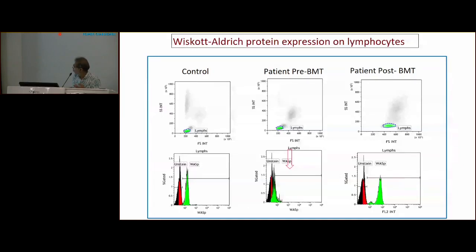And this is again from one of the cases of Wiskott, and you see that this is a control. This is a patient pre-bone marrow transplantation. And after bone marrow transplantation, there is a nice shift indicating that engraftment and chimerism are optimal.